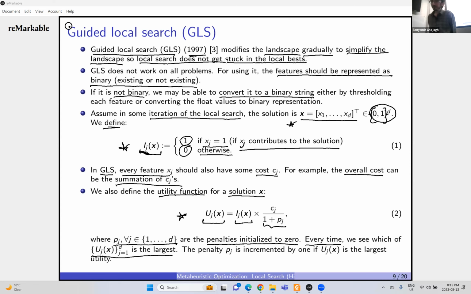So, as I said, the data x is just a string of 0s and 1s, so they are binary vectors. I have to have that. GLS doesn't work for all optimization problems, just for specific optimization problems where your features are binary.